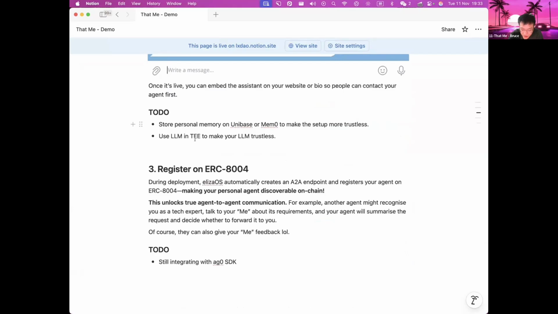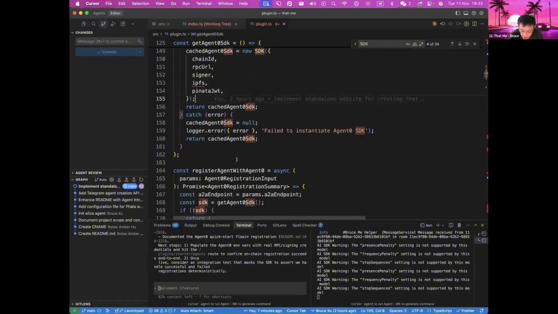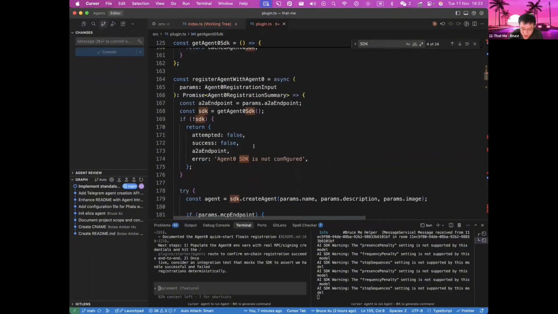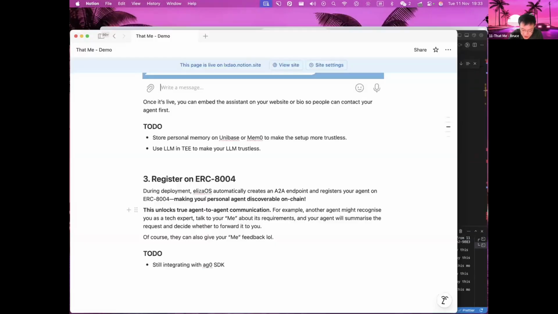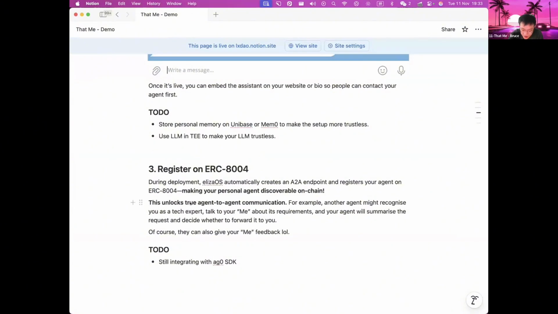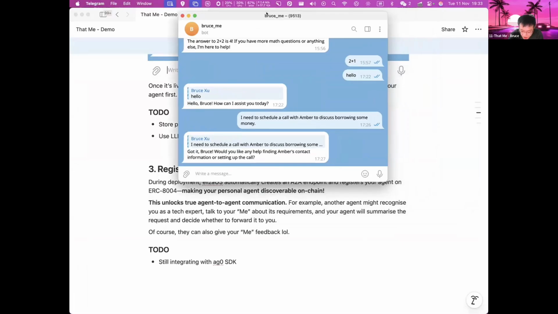In this step, we can also integrate with Unibase or memory zero to make your memory trustless and use some LLM in TEE. So the most important part is the ERC-8004. It's going to make your personal agent discoverable on chain. So I use the AI agent zero SDK to provide an A2A endpoint and register on the ERC-8004. I just wrote the code, but I haven't tested it yet.